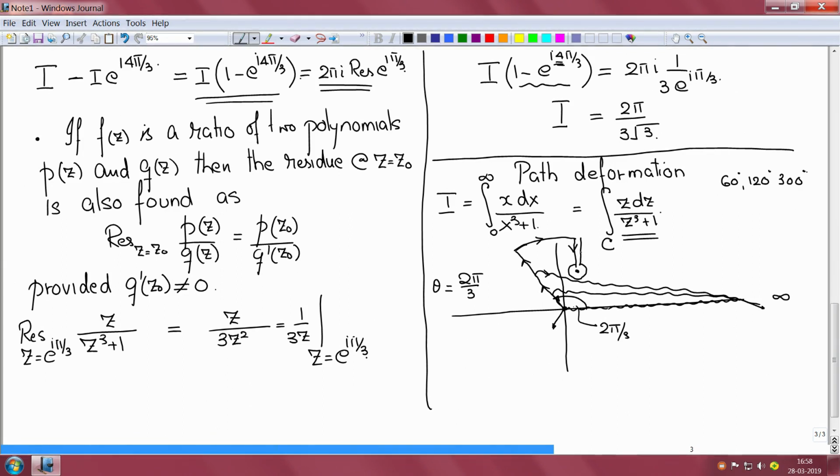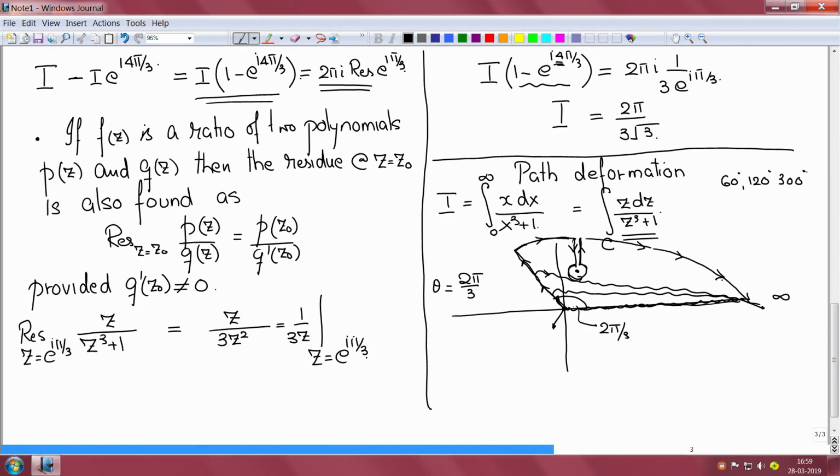So I come down, I go up. So this is the stretched deformed path, this is the semicircle. Okay. So the stretched path is like this. The original path was like this. Okay. The stretched path is like this. I come down, I go around, I come up, and then go and meet at plus infinity.